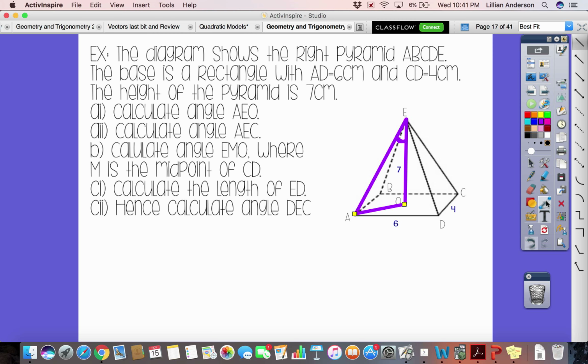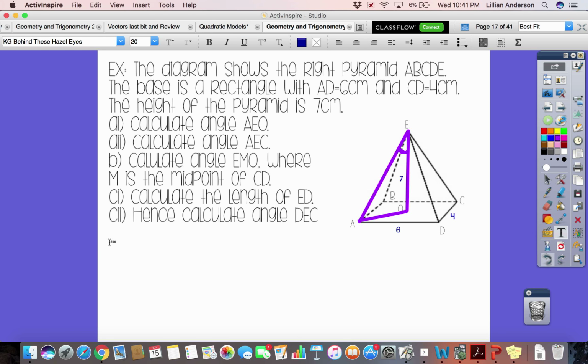We could find AO by doing the Pythagorean theorem with triangle ADC. Again, that's triangle ADC. If we could find the length of AC, all we would have to do is cut it in half to find the value of AO. So 6 squared is 36, 4 squared is 16, 36 plus 16 equals 52. So then AC would equal the square root of 52.